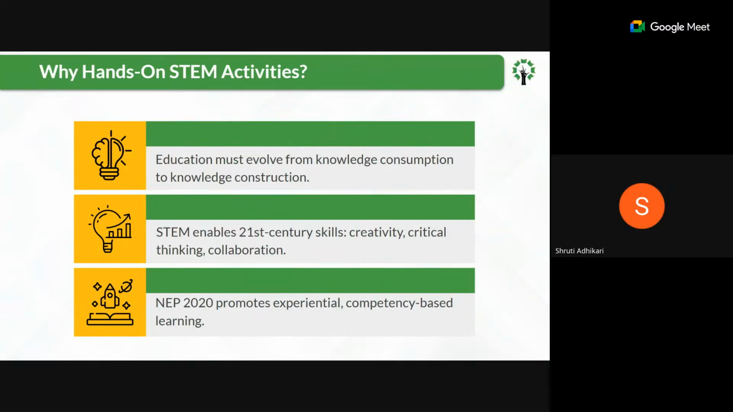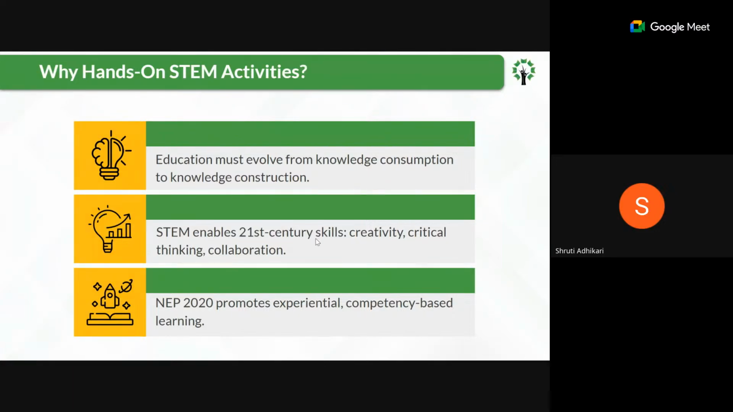Now, why hands-on STEM activities? So education must evolve from knowledge consumption to knowledge construction. Only knowledge consumption is not sufficient, right? It should result in knowledge construction as well. They have to do something constructive. Otherwise, they will forget the concept. And we don't want that, right? We want smart learners. Even after passing out from schools, they should have that in-depth understanding. They should know how to practically apply the subject, right? Apply the concept which they have learned in the classroom.